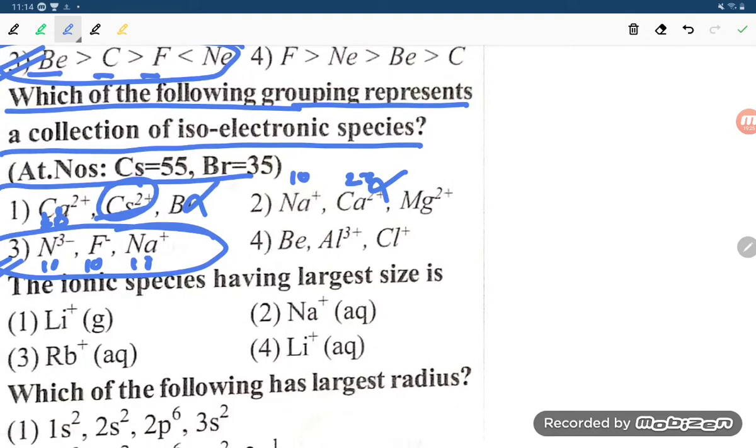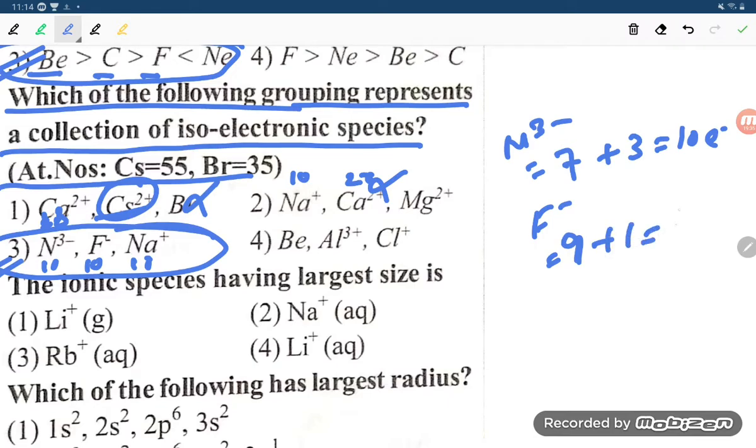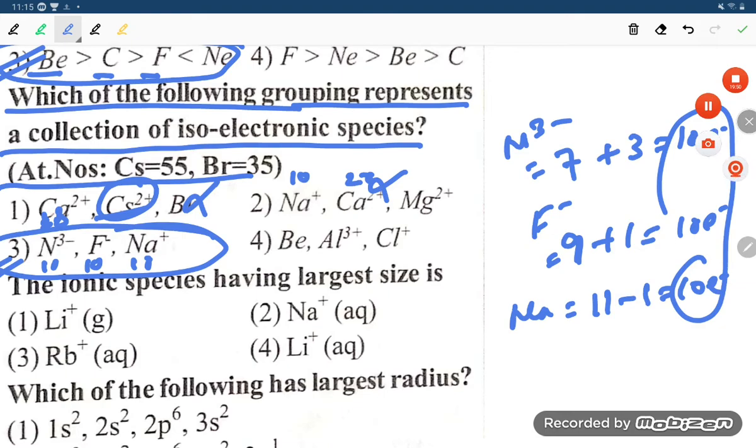If you want to check, student, N3- means what? 7 plus 3 electrons is equal to 10 electrons. For fluorine minus, that is fluorine 9 plus 1 negative charge, that is 10 electrons. And sodium, that is 11 minus 1 positive charge. So 11 minus 1 is again 10 electrons. So all have 10 electrons. So this is our correct answer, student.